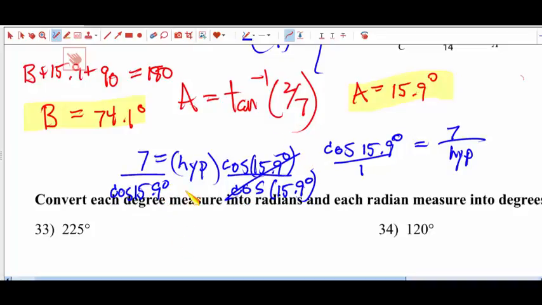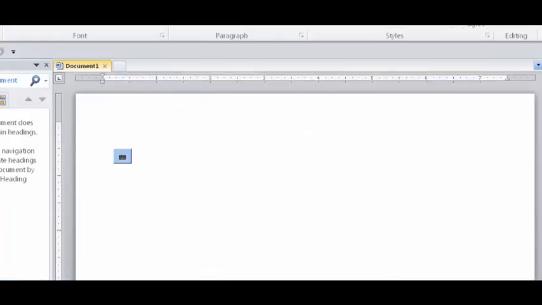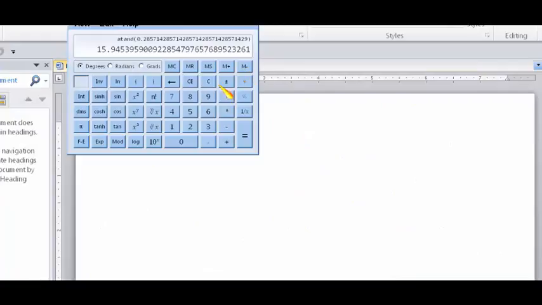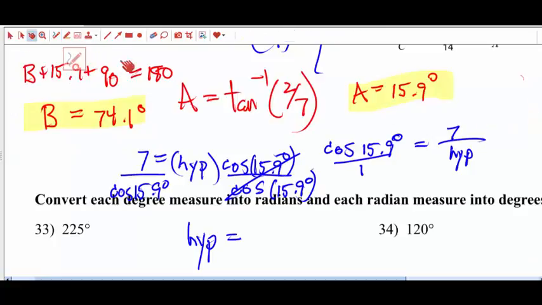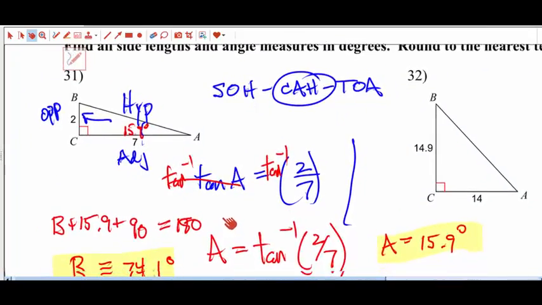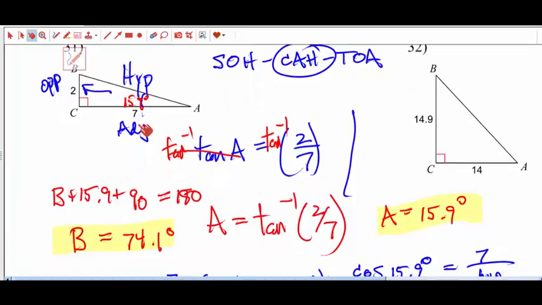So I get the hypotenuse is equal to, so let's see, how do I do this on this calculator? It'd be 7 divided by 15.9 cosine equals 6.03. So let's see if that makes sense. No, that does not make sense. It's got to be bigger than 7.